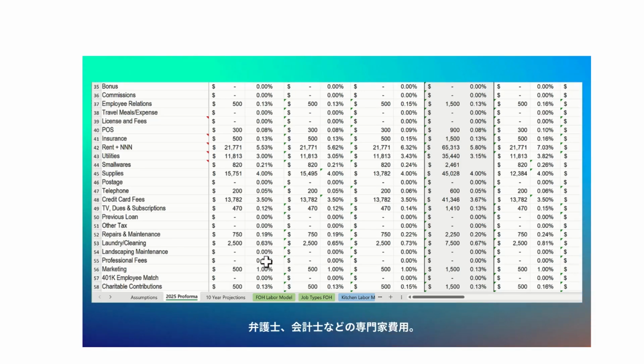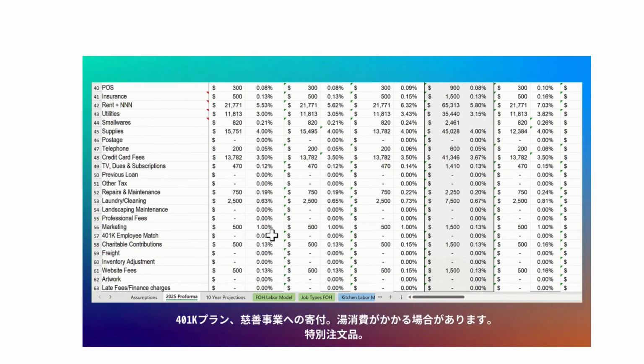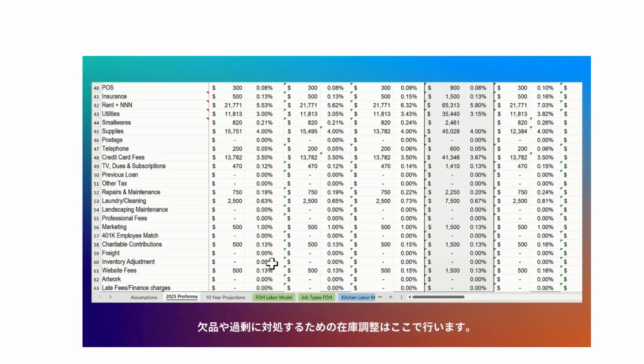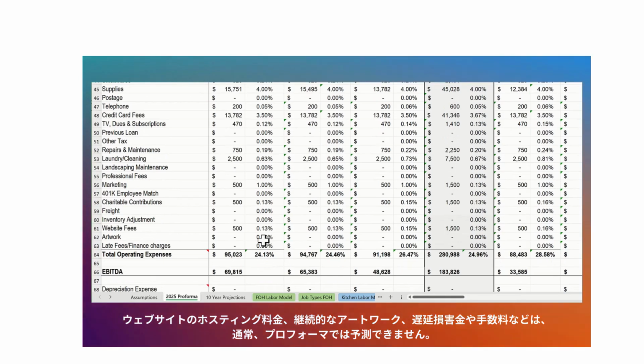Any professional fees, lawyers, restaurant consultants, accountants, people like that. A marketing budget, any 401k match that you would want to be doing, any charity contributions, any freight that's associated with any of the items you're receiving. There could be special order items. Inventory adjustments are adjustments when your inventory is short or over. We would put that there. We don't generally predict that in a Proforma, however. Any website hosting fees, any kind of ongoing artwork, and then any kind of late fees and charges.